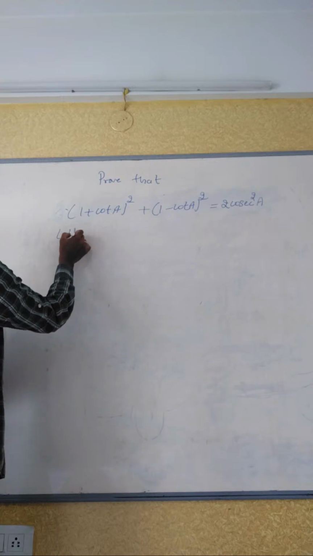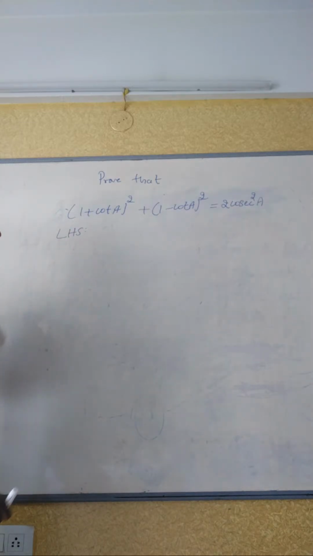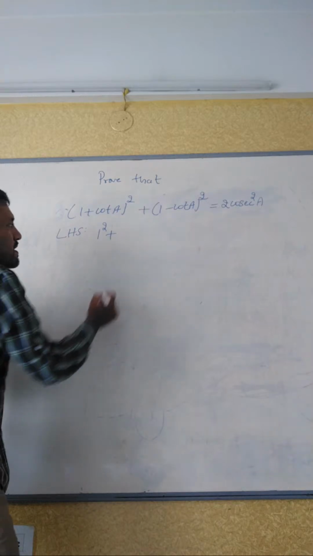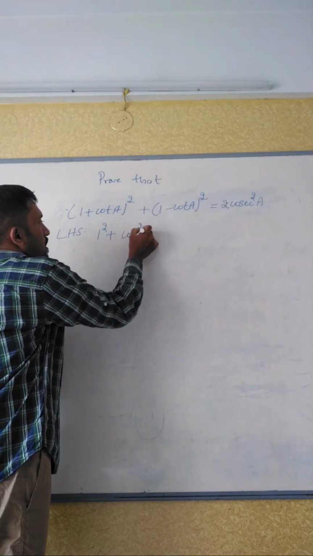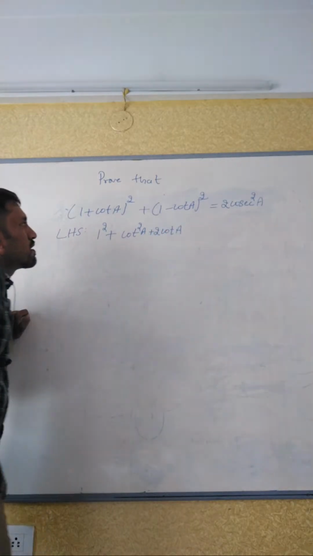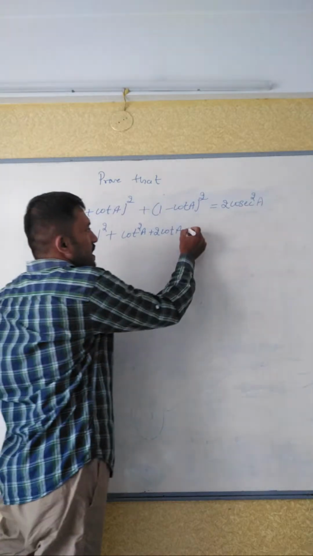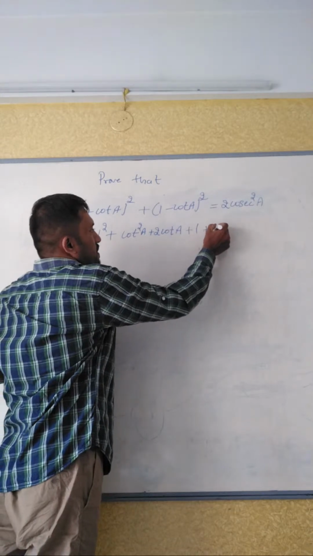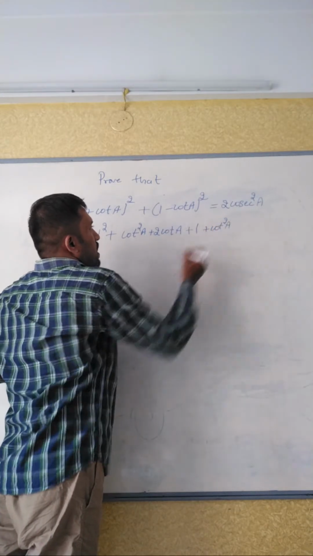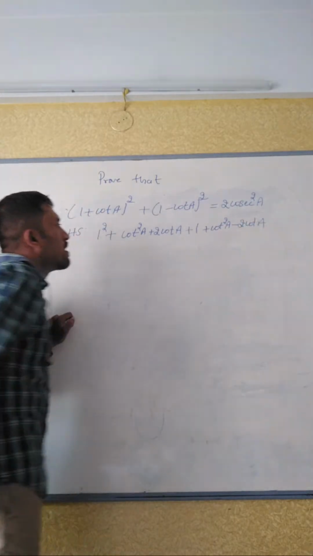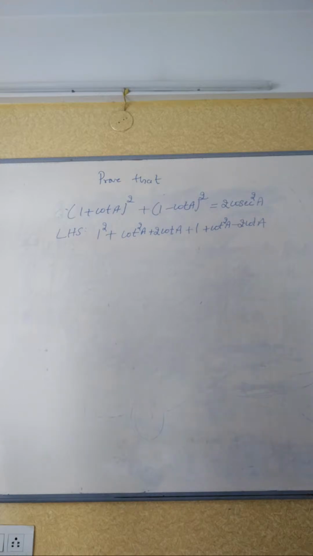Taking the left hand side, 1 plus cot A whole square, a plus b whole square is a square plus b square plus 2ab, 2 cot A. Similarly for the second bracket, again a plus b the whole square, 1 square is 1, b square is cot squared A, and minus 2 cot A. Plus 2 cot A minus 2 cot A cancels.